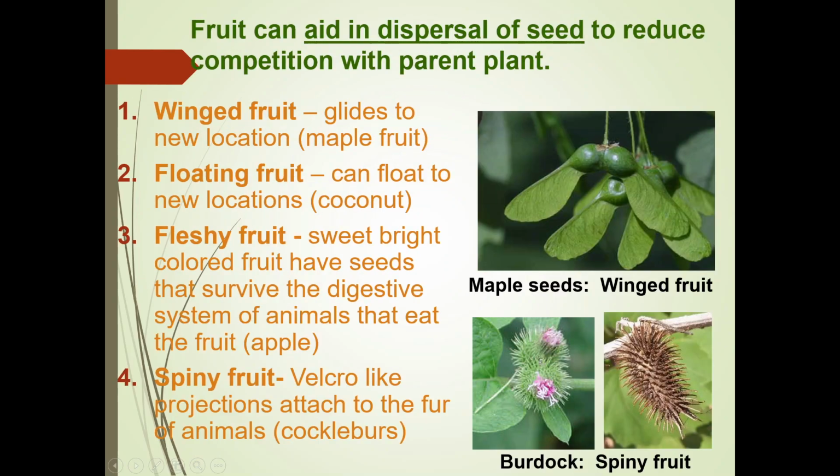Finally, I'll talk about the different types of seed dispersal methods. There is wing fruit to glide the seeds. There's floating fruit which can float as the name suggests. There's fleshy fruit which is eaten by animals, then is excreted in the feces of the animal. And finally, the spiny fruit, which attaches itself to animals to transfer its location.